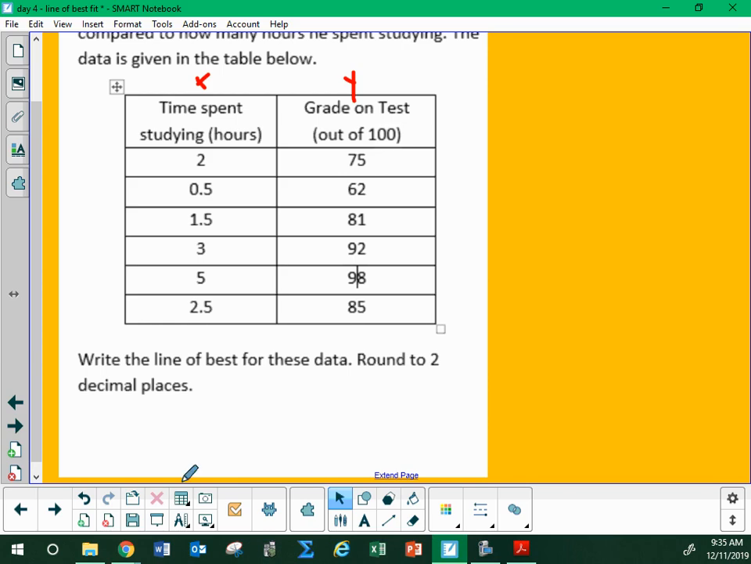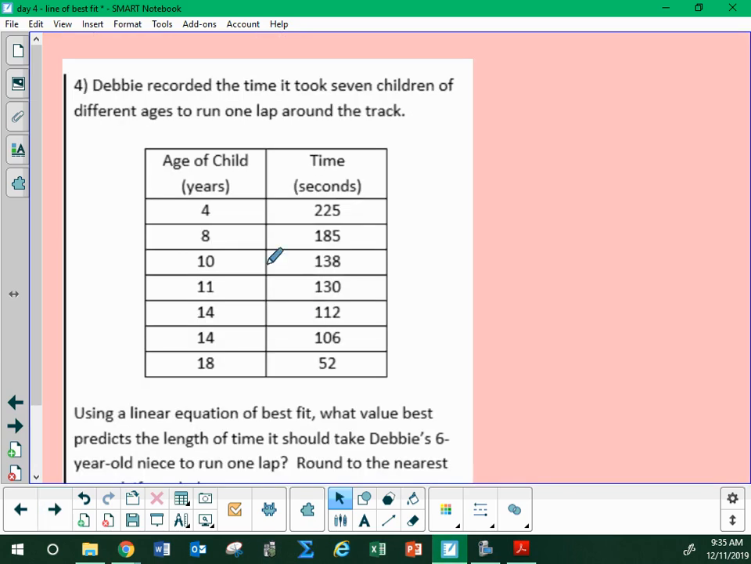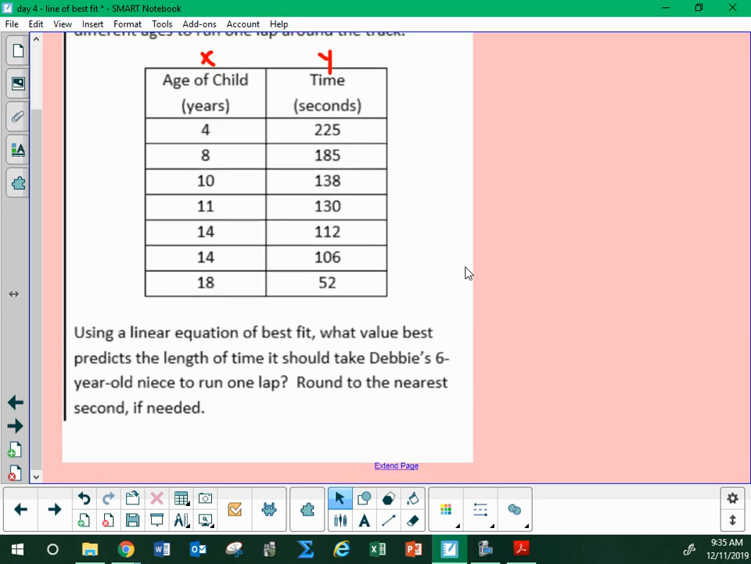And then same thing for our next question. So this is our X, this is our Y. And it says, what value best predicts the length of time it should take for Debbie's 6-year-old niece to run one lap? So they tell us the age, so we have X equals 6. That's what you type in to find out what Y equals.